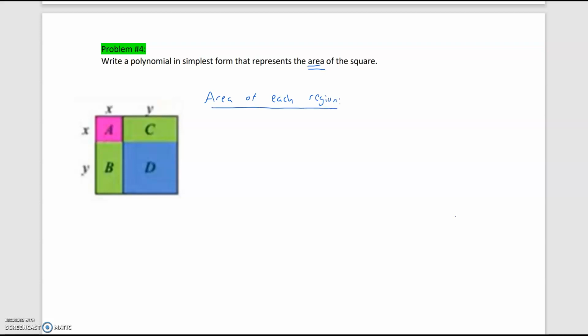For example, for region A, we technically have a square that has lengths of x and x. So the actual area is going to be x squared, and technically units squared as well. Region C is a rectangle that has a length of y and a height of x. So the actual area is equal to xy units squared.